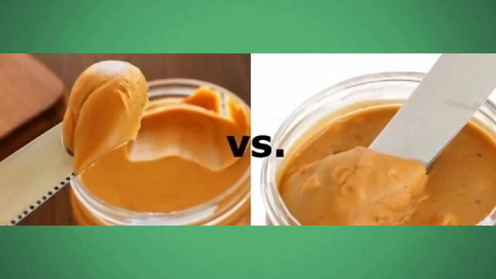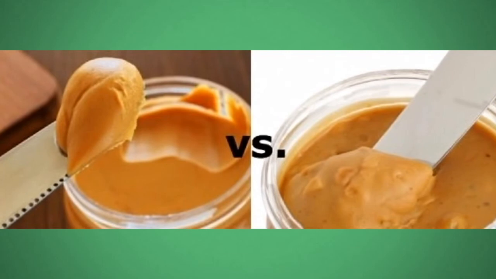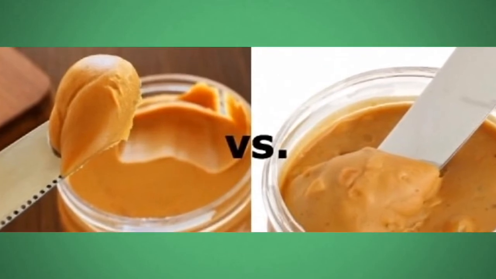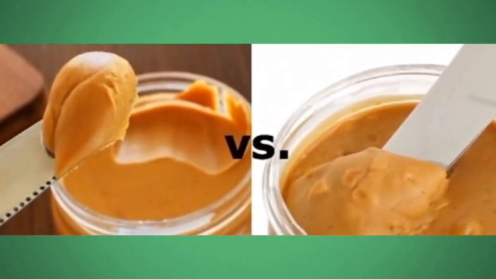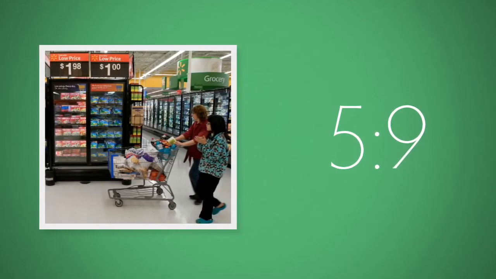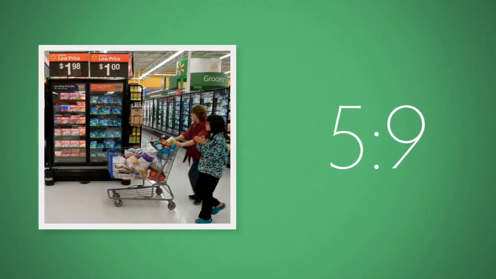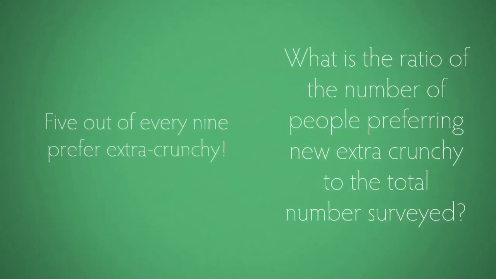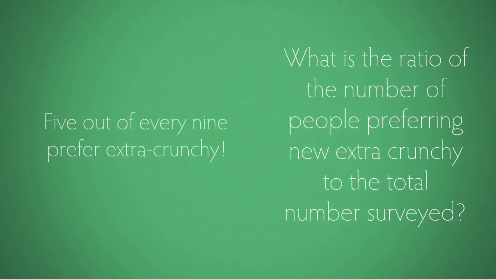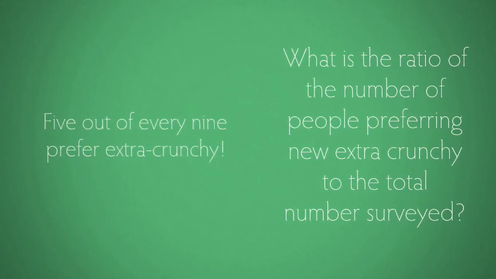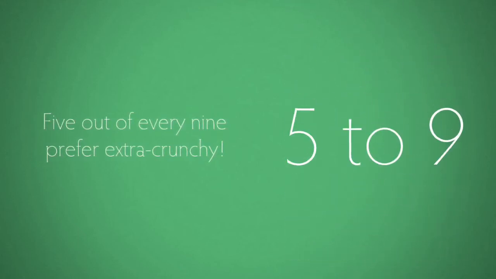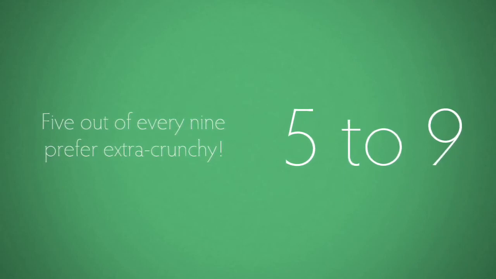And now let's talk peanut butter. A grocery store is trying to determine if people like regular crunchy peanut butter or extra crunchy peanut butter better. After a survey, it finds out that out of every 9 people that it surveys, 5 people prefer extra crunchy. And with that, we can answer the question, what is the ratio of the number of people that prefer extra crunchy to the total number surveyed? Well, how many people preferred extra crunchy? 5. And what was the total number surveyed? 9. Oh, 5 to 9.